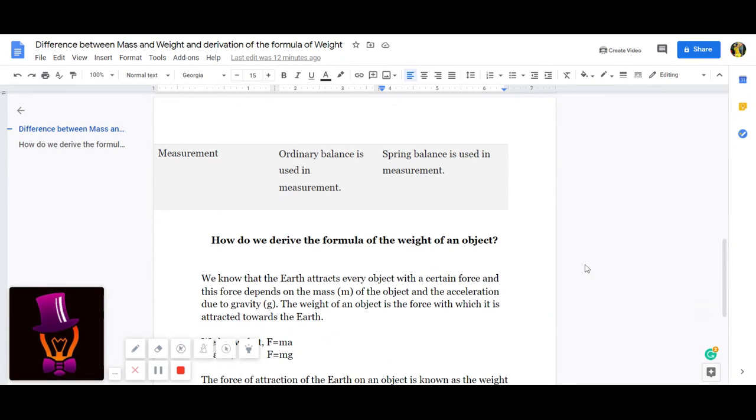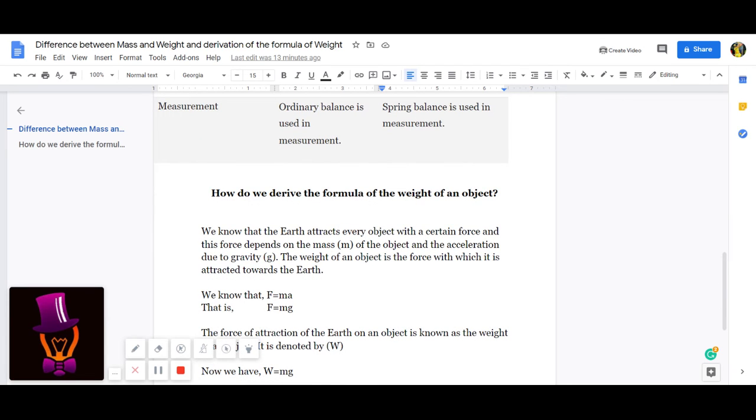How do we derive the formula of weight of an object? We know that the earth attracts every object with a certain force, and this force depends on the mass of the object, denoted by m, and the acceleration due to gravity, denoted by g. The weight of an object is the force with which it is attracted towards the earth. Basically, it's the product of the mass and the acceleration due to gravity, g.